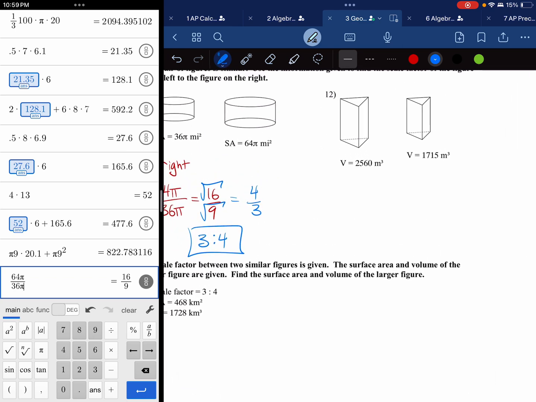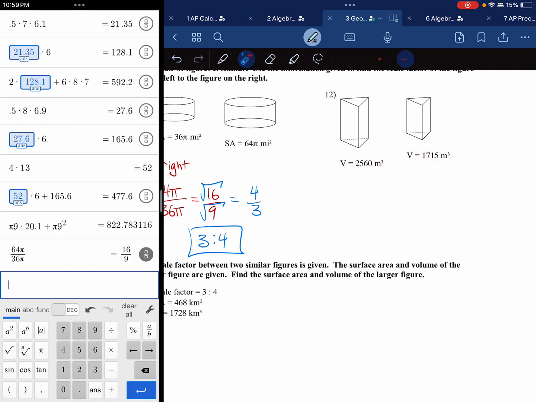Number 12, kind of similar, but volume is in the third dimension. So instead of doing a square root here, we're going to do a cube root. Again, I'm going to do this number divided by this number on my calculator for it to automatically reduce. I'll write out my work. So I'm going to do 1715 divided by 2560. What does that reduce to?